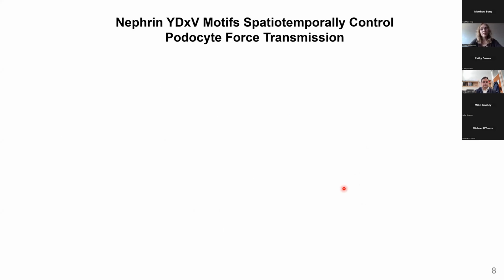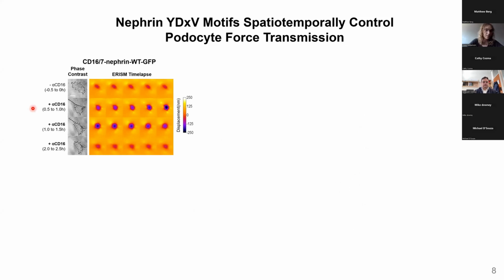To then determine how this is spatiotemporally controlled, we use the ERISM technique. And using ERISM, after CD16 clustering, what we see, and this is with the transduced CD16-nephrin fusion protein, is a change in the podocyte structure. And using the ERISM time lapse, what we find is this dramatic increase in pulling and pushing forces over time that slowly dissipates as the clustering is engaged.